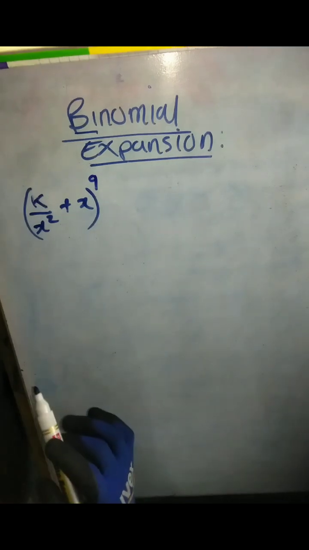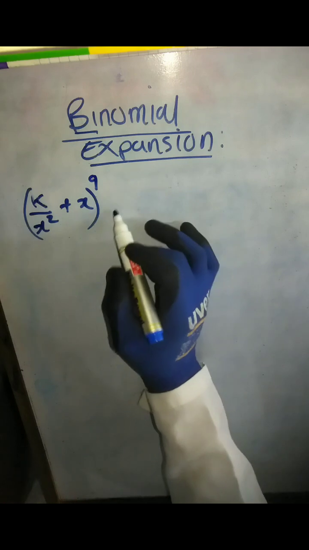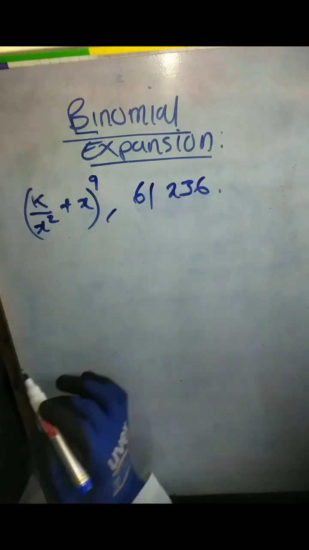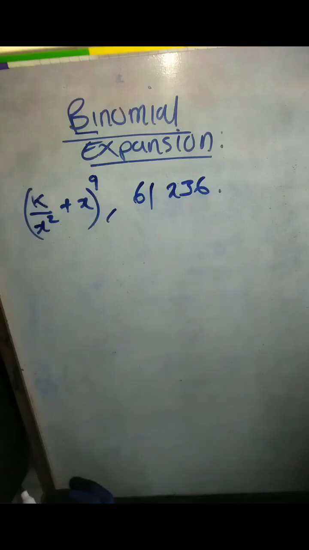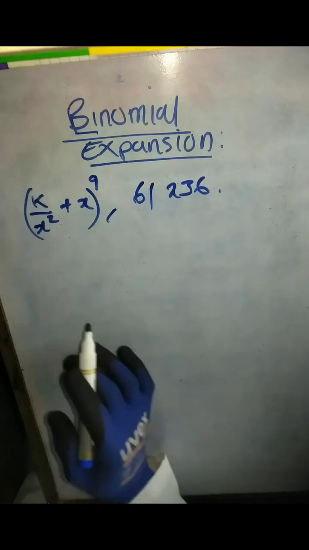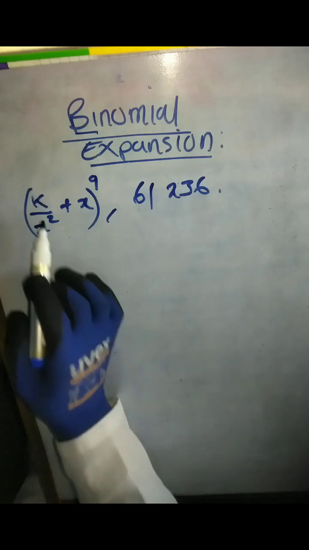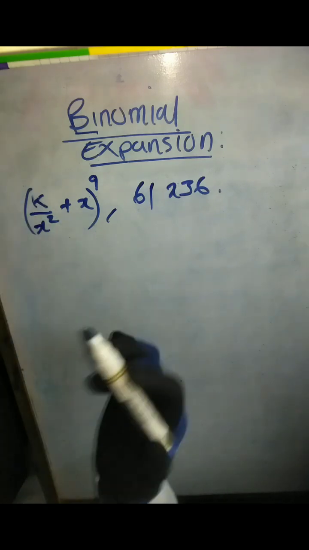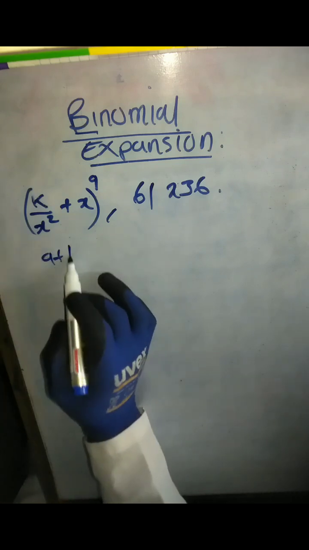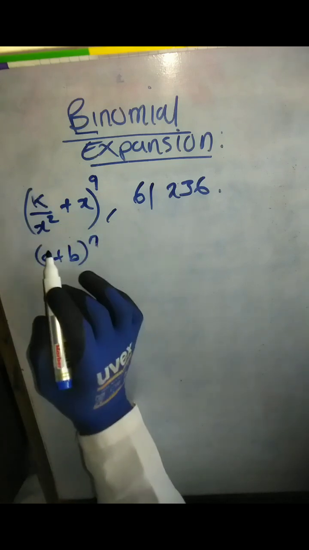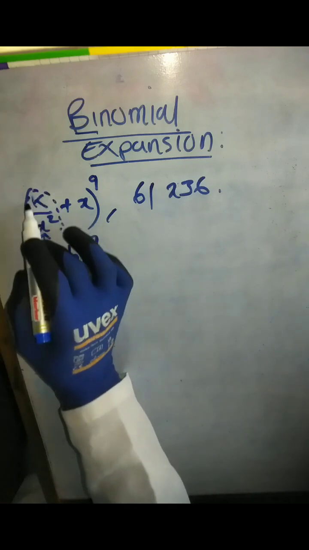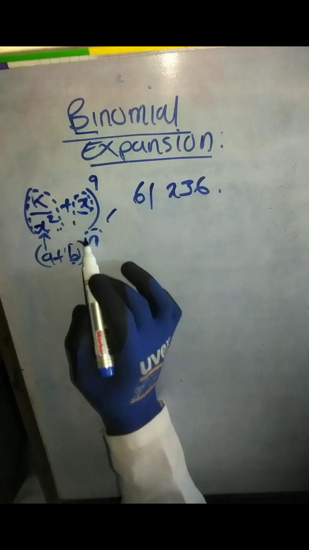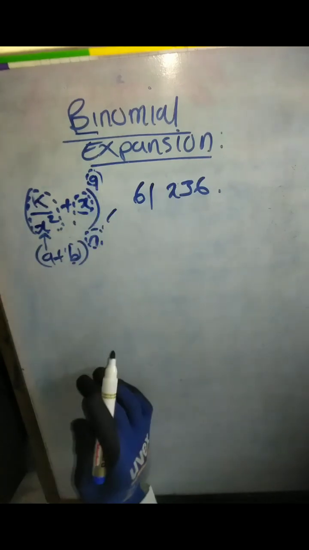It's going to be equal to 61,236. That's what they mean by that. So how do we answer these questions? And we have k here. So we take this binomial we are given into the normal one that we know, a plus b to the power n. So our a is this whole thing here, k over x squared. Then this is our b, which is x. Then our n is our power, which is 9 there.